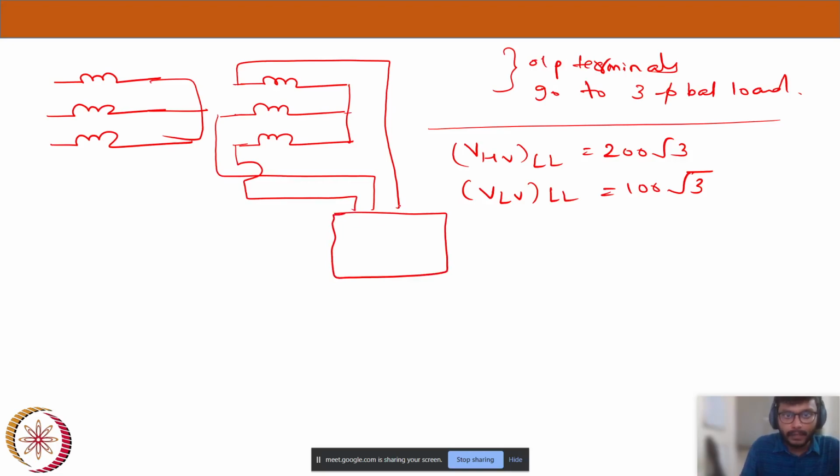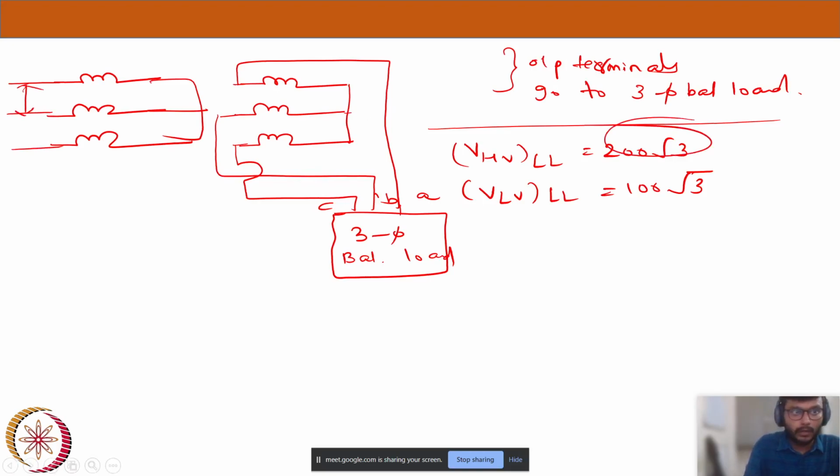Now I have connected my terminals. So this is A and this is B and this is C phase to a three-phase balanced load. So what is my supply here? This one is a supply, right? 200 root 3. Supply here, and this is 200 here, and this is 100, and my line to line voltage at the output side will be 100 root 3.